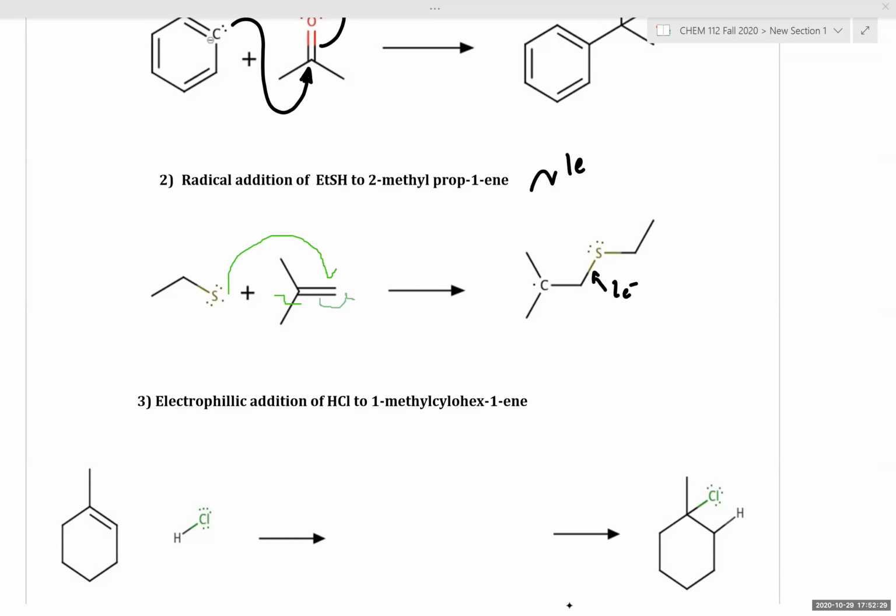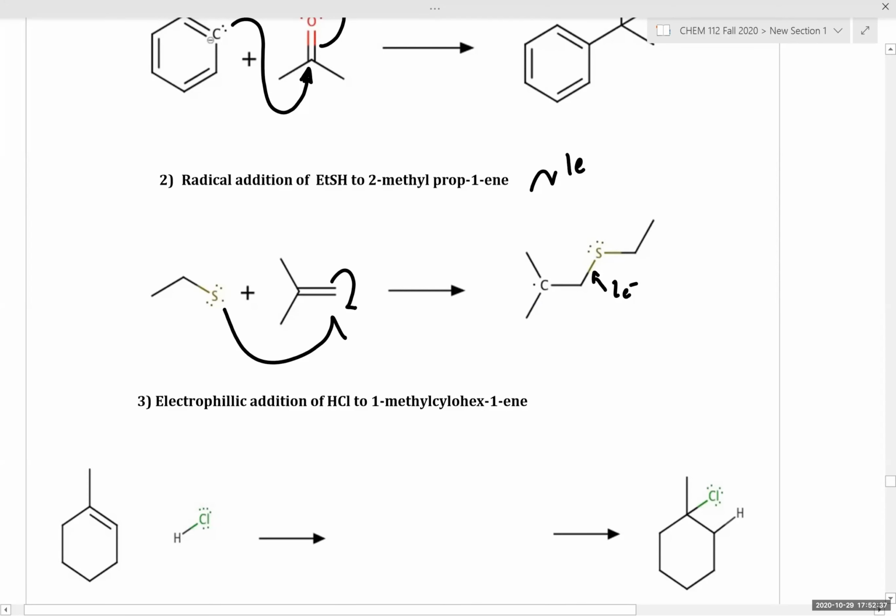Perfect. So to summarize, for radical addition, we have a 1 electron attack of our radical. The alkene contributes an electron to form our first single bond, and we end up with a tertiary radical. As we've discussed previously in our discussion of the bromination versus chlorination selectivity, in general, it's preferred to generate the tertiary radical in this case.